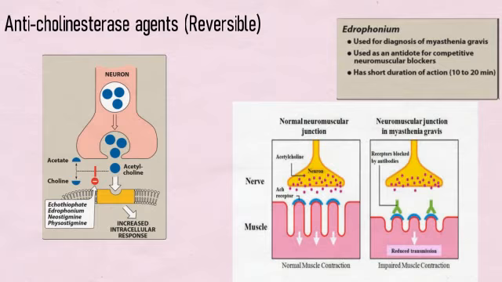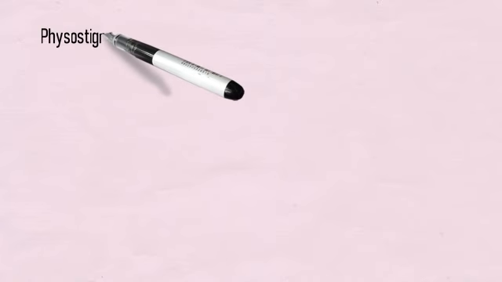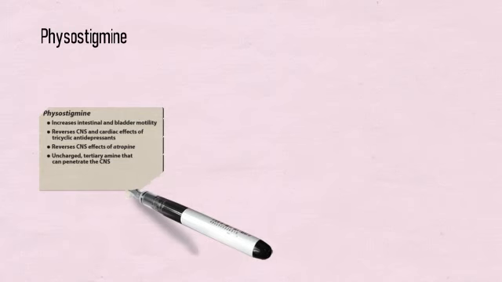The drugs mentioned in this figure are all reversible agonists. That means they reversibly bind with the acetylcholine esterase, and after completing their duration of action they detach from it and it starts functioning normally. Then we have the next drug, which is physostigmine. The difference between all of them is based on their duration of action, and all of them are acetylcholine esterase inhibitors.